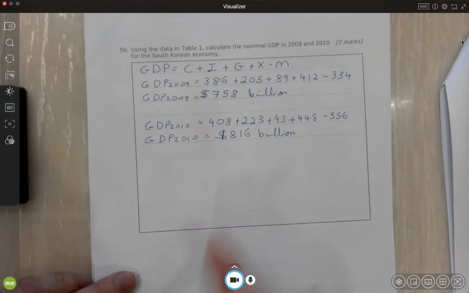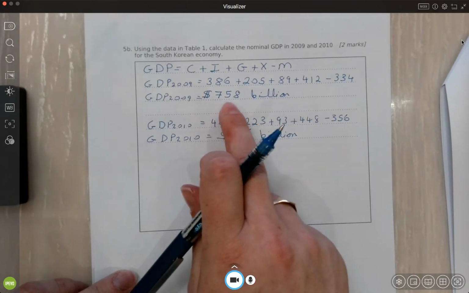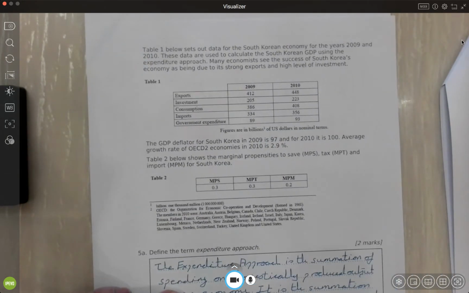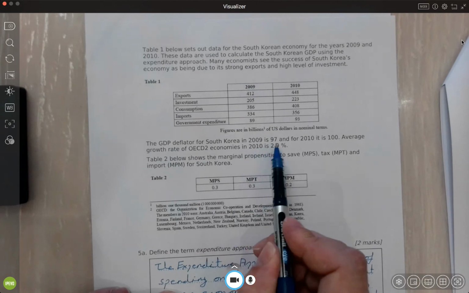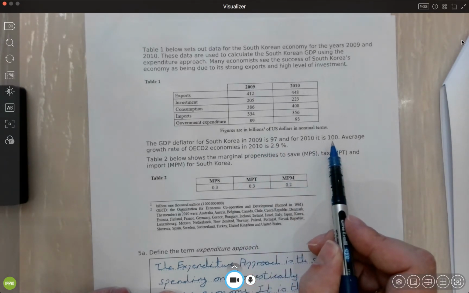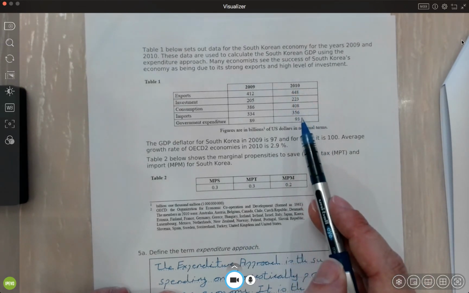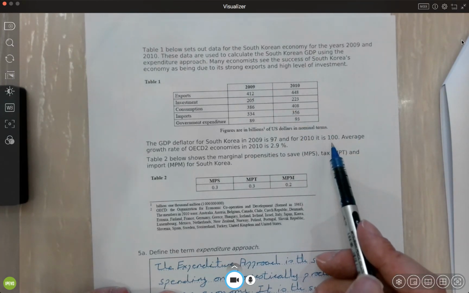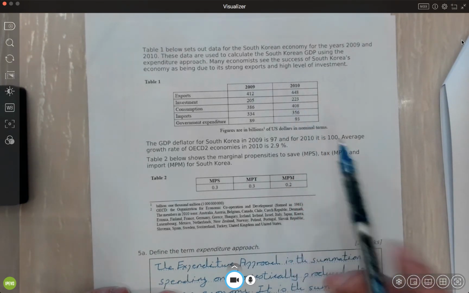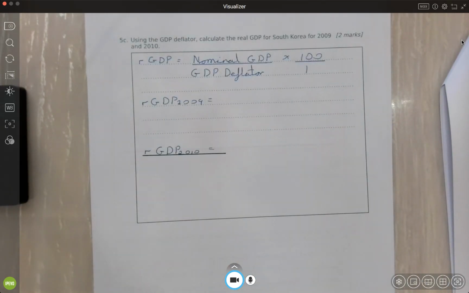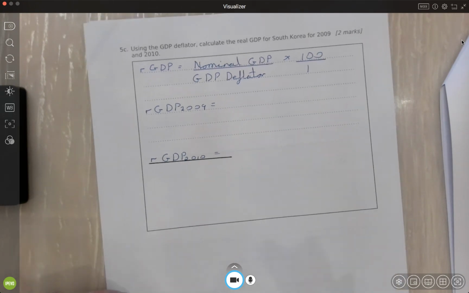So before anything, nominal GDP for 2009 is 758 billion, and nominal GDP for 2010 is 816 billion. And if we look here, the GDP deflator for South Korea in 2009 is 97, and in 2010 it's 100. Because it's 100 in 2010, we're comparing all prices to this. When the base year index, either the GDP deflator or the CPI, is 100, nominal GDP and real GDP are the same. So we don't even need to calculate real GDP. Just for completeness I will, to show you that you don't have to.